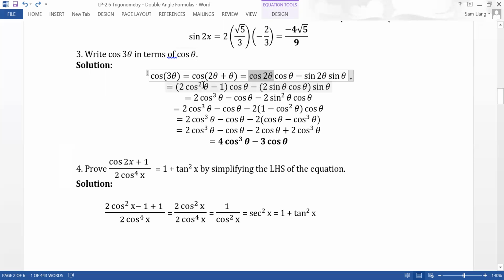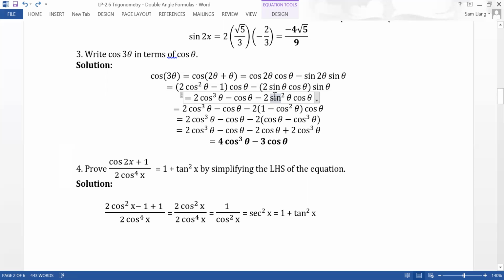So we get 2 cosine squared theta minus 1 to replace that, times cosine theta, minus, and then for sine 2 theta we use the double angle formula, 2 sine theta cosine theta, times sine theta. And then from here we multiply. So distribute this: 2 cosine squared theta times cosine theta is 2 cosine cubed theta. And then 1 times cosine theta is cosine theta. And then for this part, we get minus 2 sine squared theta cosine theta, right? So this is just this times that, which is that.